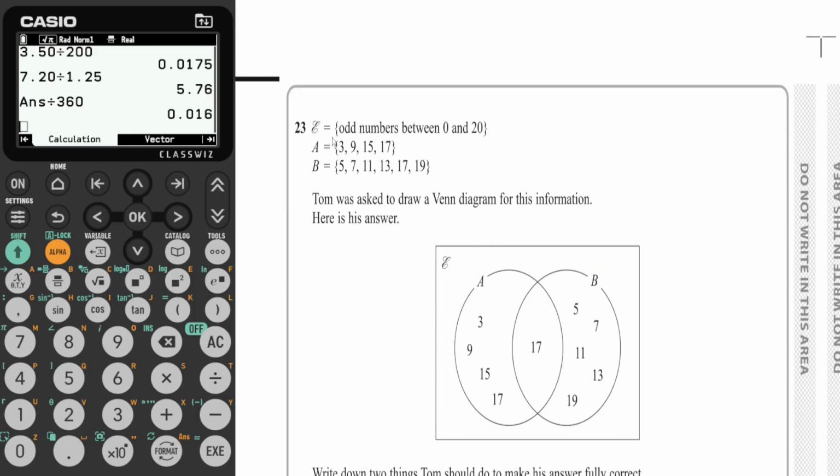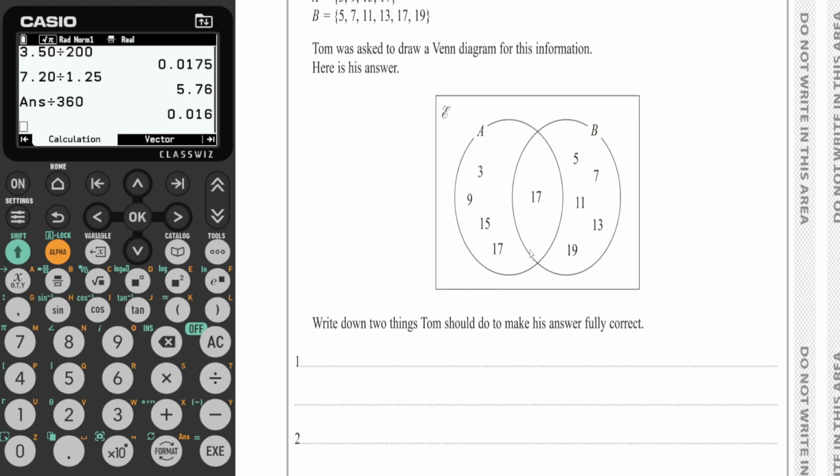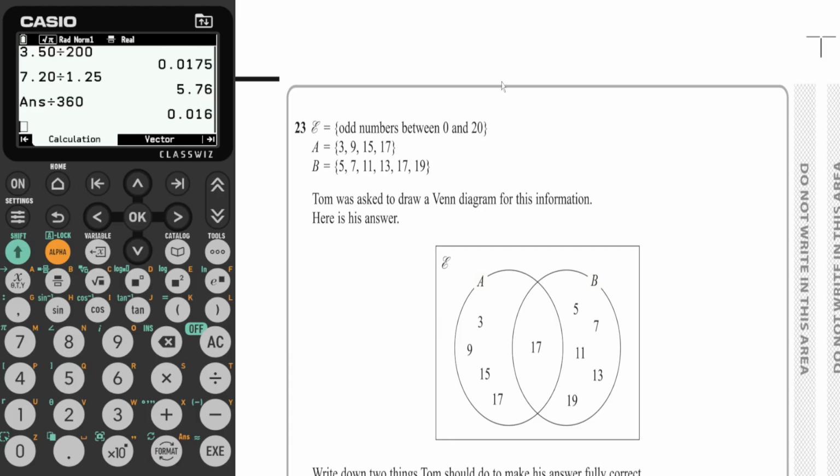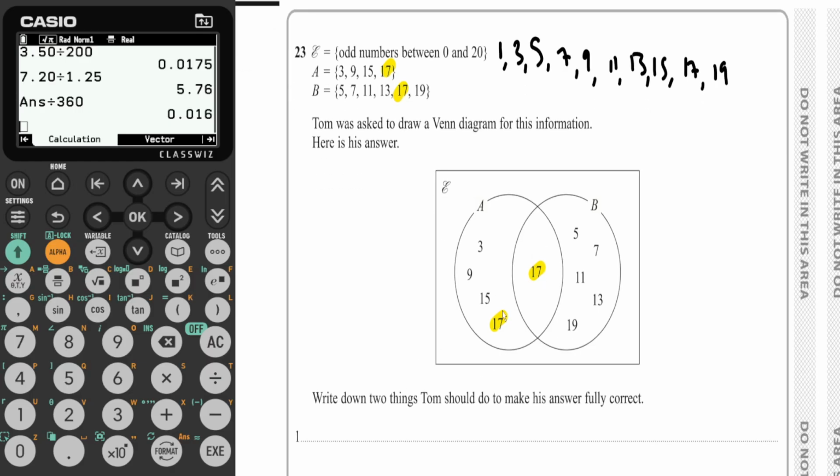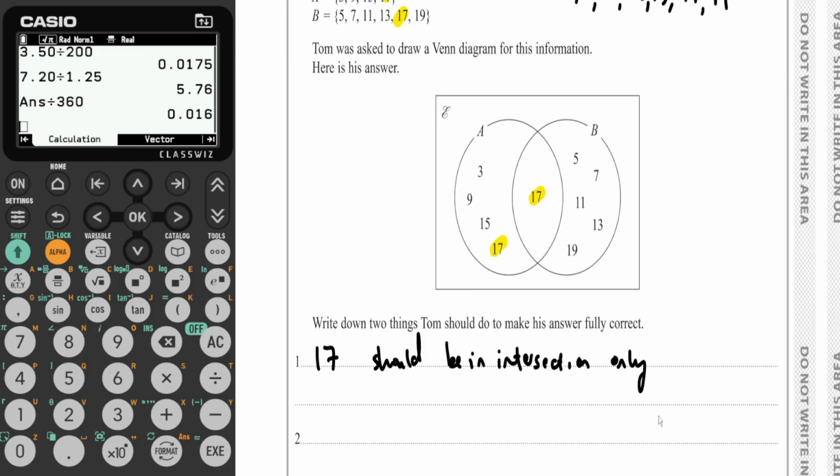Question number 23. We've got a set of odd numbers. We've got A shown here and B shown here, and Tom was asked to draw a Venn diagram for this information as we see here. We have to write down 2 things Tom should do to make his answer fully correct. Well, odd numbers between 0 and 20, well, we've got 1, 3, 5, 7, 9, 11, 13, 15, 17 and 19. What you'll find first of all is it's got a 17 here and a 17 here. And 17 should be only in the intersection rather than in A. So 17 should be in the intersection only.